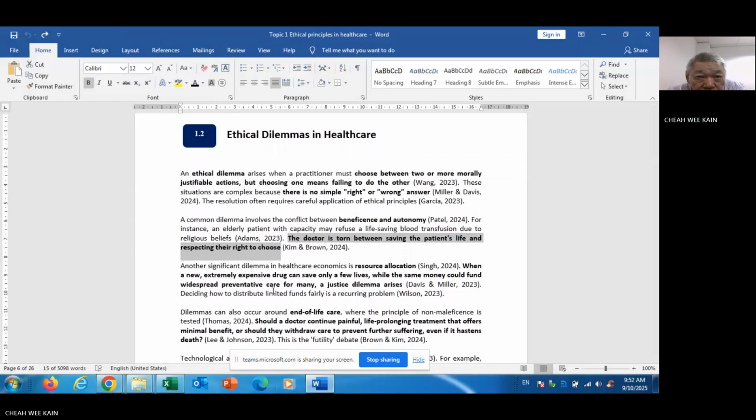Or give him the right to choose? He's already unconscious. You may have to do more harm first. You may have to save his life first. Okay? So you may have to cut his leg. So therefore, there's an ethical dilemma. And this is the problem.